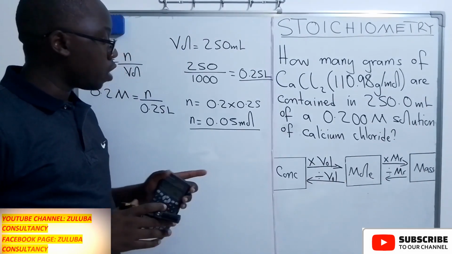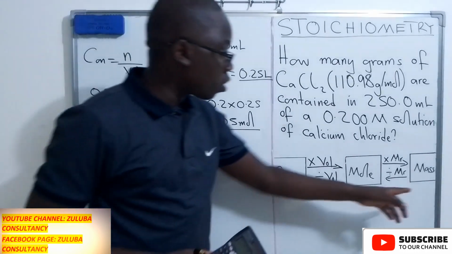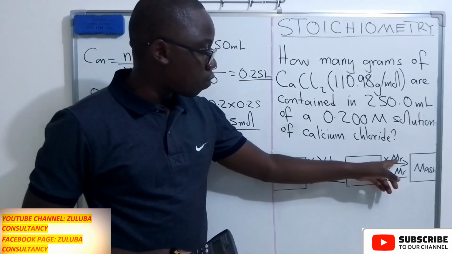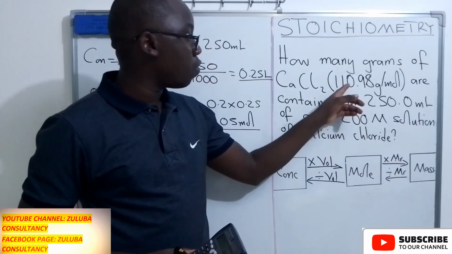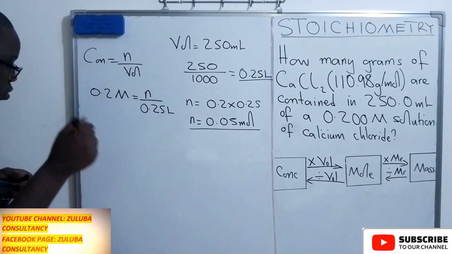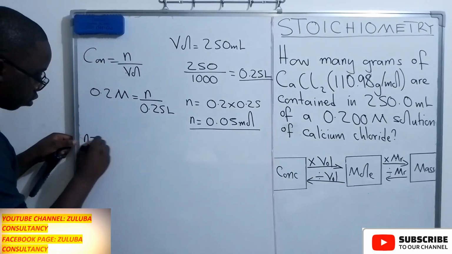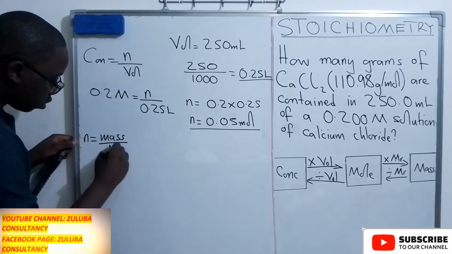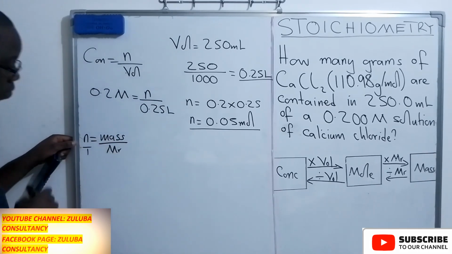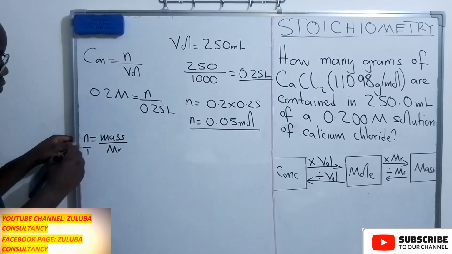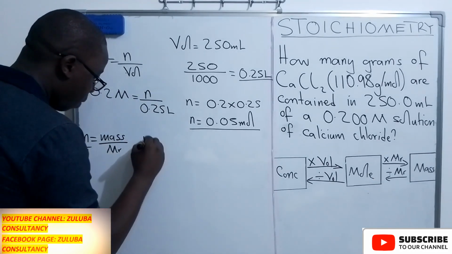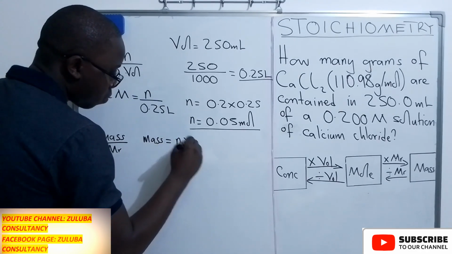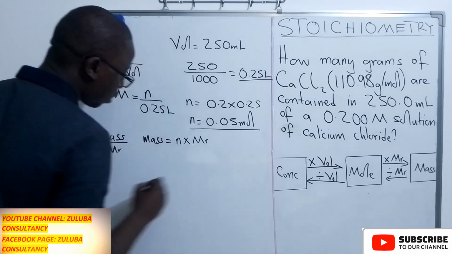Now that we have the number of moles, we can calculate the mass by simply multiplying the number of moles with the relative molecular mass, which we have been given here. So the formula we use is number of moles is equal to the mass divided by the relative molecular mass. So we can simply make the mass the subject of the formula by saying mass is equal to number of moles multiplied by the relative molecular mass.